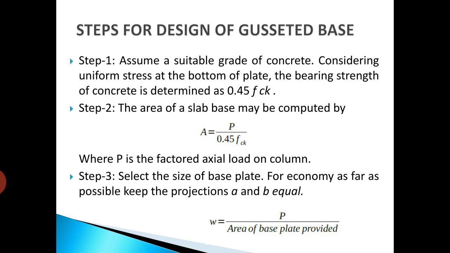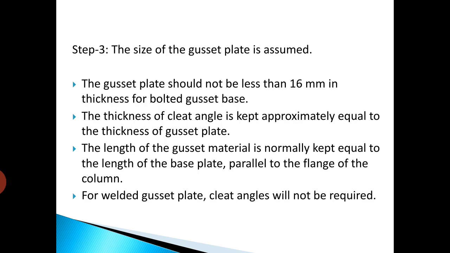After that, next we have to find the size of the gusset plate, which is assumed. Okay, you have to assume the size of the gusset plate. So how can we assume? The gusset plate should not be less than 16 mm in thickness for a bolted gusseted base. That is the first point.